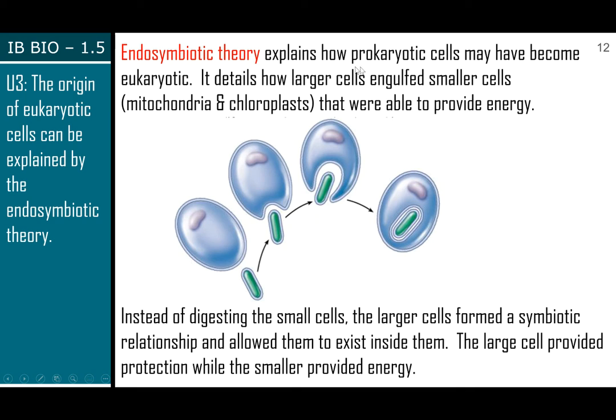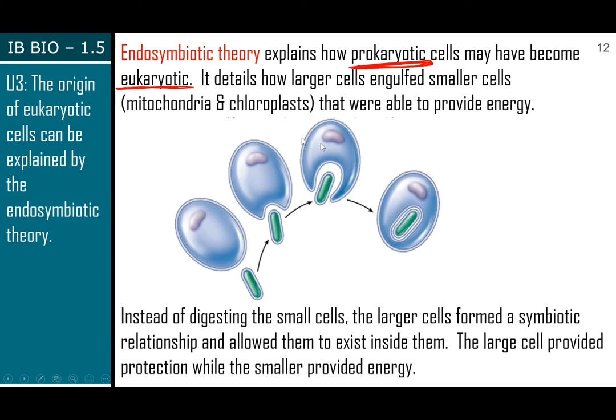Endosymbiotic theory explains how prokaryotic cells, so bacteria, became eukaryotic. Things like plants, animals, protists, fungi. The big difference is prokaryotes don't have a nucleus and they don't have membrane-bound organelles, right? Where eukaryotes have lots of different organelles, different compartments that help separate conditions so that different chemical reactions can happen.